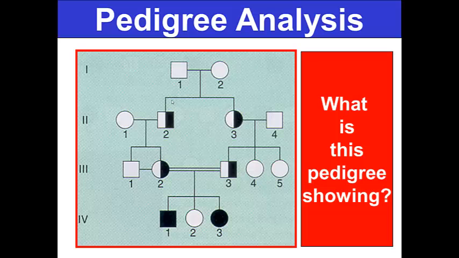Pedigree analysis, what is this showing? We know that in generation 4 you have one affected male and one affected female. We know that these two individuals mated. The double line means it's consanguineous mating, which means that they were related and they got married.